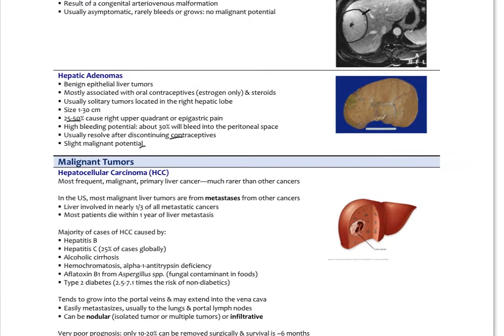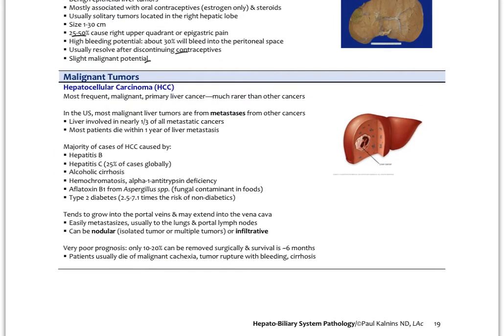And then finally, we've already talked about primary liver cancers. That would be the hepatocellular carcinoma. Most frequent malignant primary liver cancer. But overall, it's much rarer than the other cancers, especially secondary cancers in the liver, so metastases from other organs. Again, most tumors in the liver in the U.S. are from mets from other organs. The liver is involved in nearly 1/3 of all metastatic cancers at the end, and most patients die within a year of liver metastases.